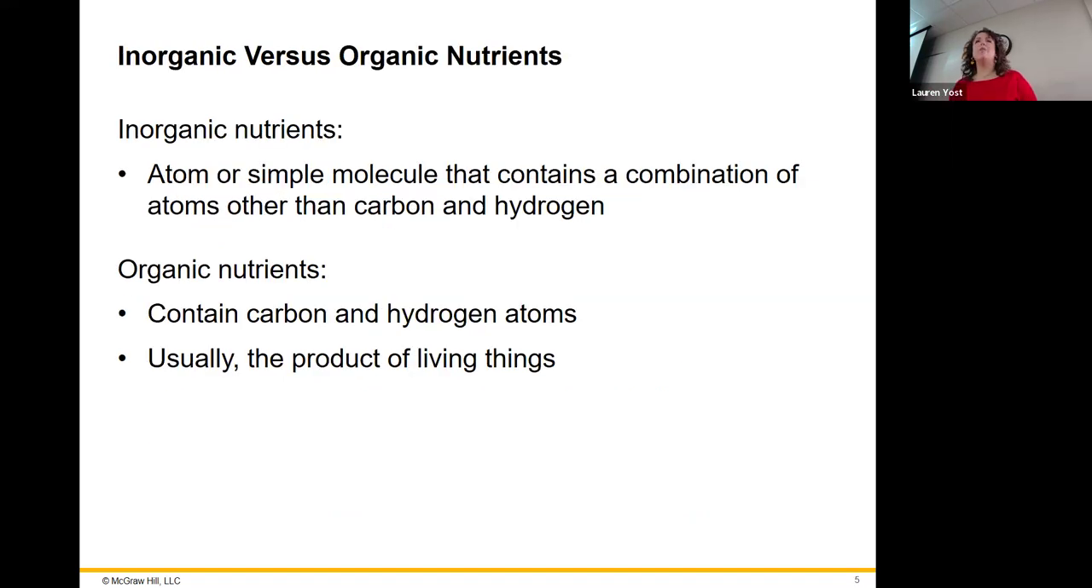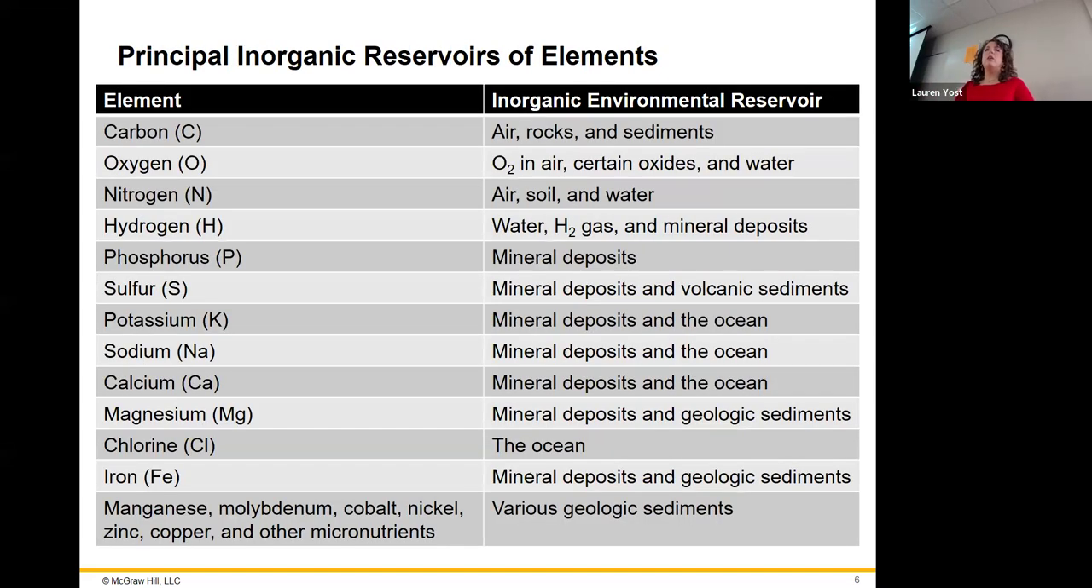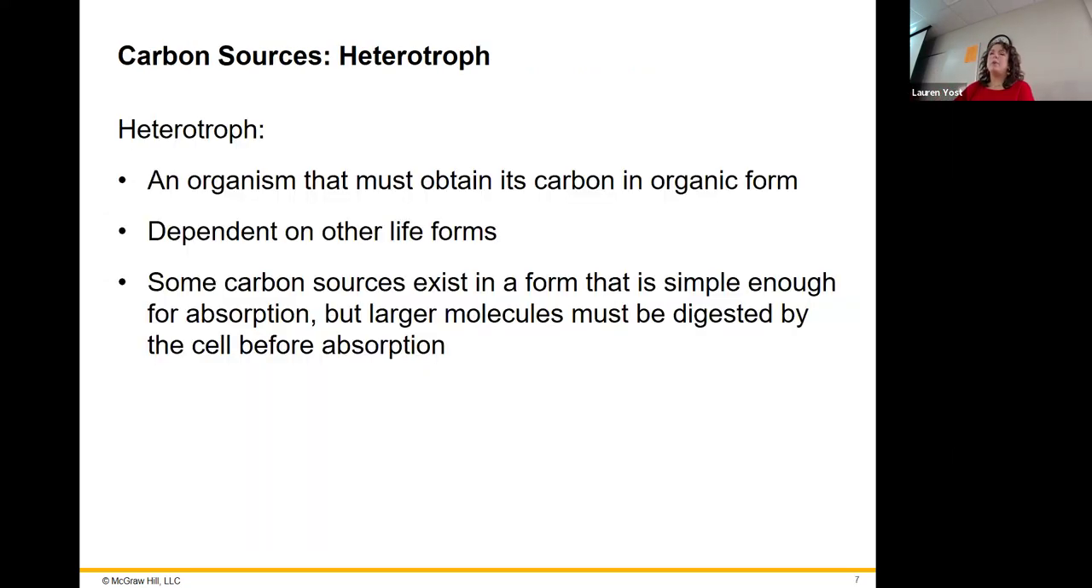Let's see. We have the inorganic nutrients and the organic. We already know what organic means. That's the same thing applying here as it does in the past. It's just going to be carbon, hydrogen based. And these are our inorganic reservoirs for these elements. They did not originally come from an organic source. Some organism put them into an organic form, and then we were able to use them in that form. First, though, everything was inorganic. And this is just where you could find all of these in their inorganic settings prior to being incorporated into some sort of organic molecule.